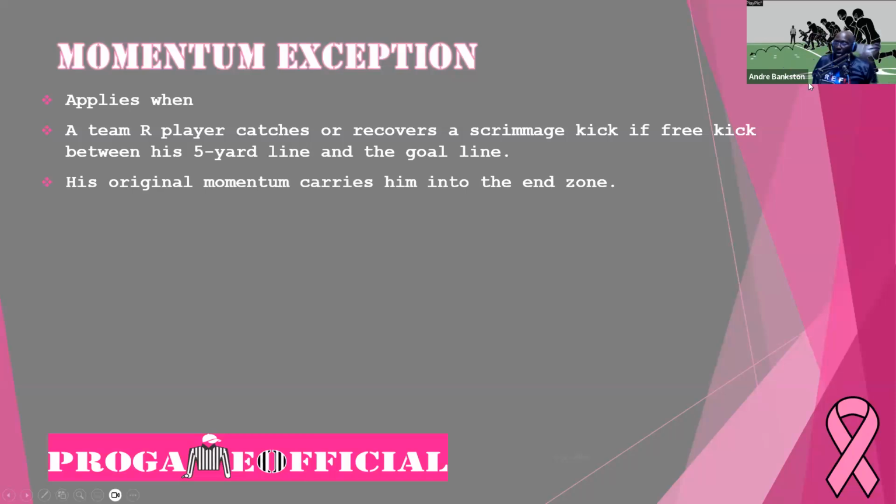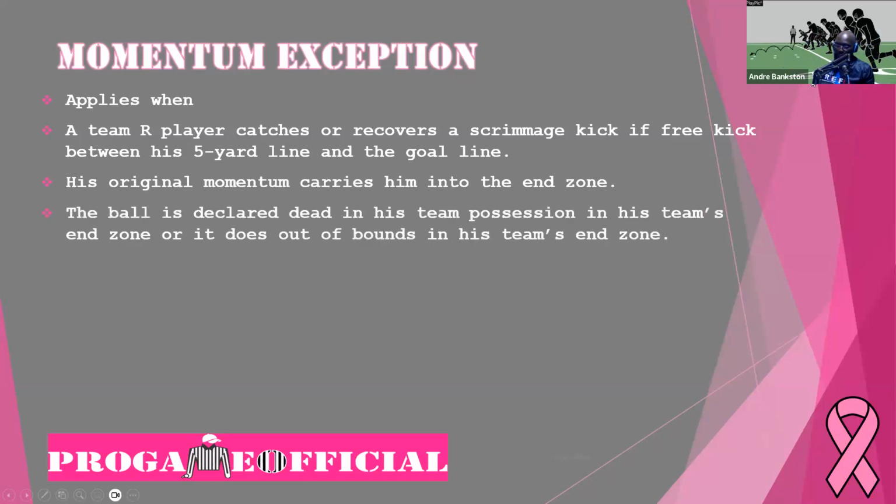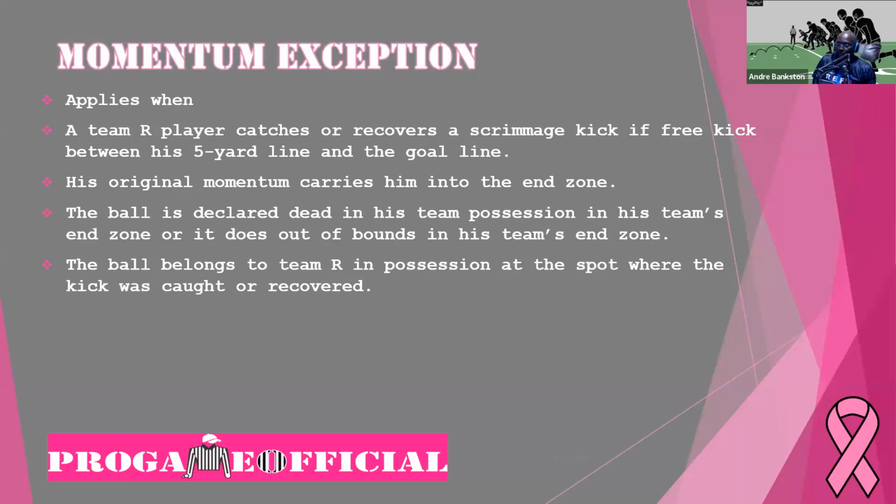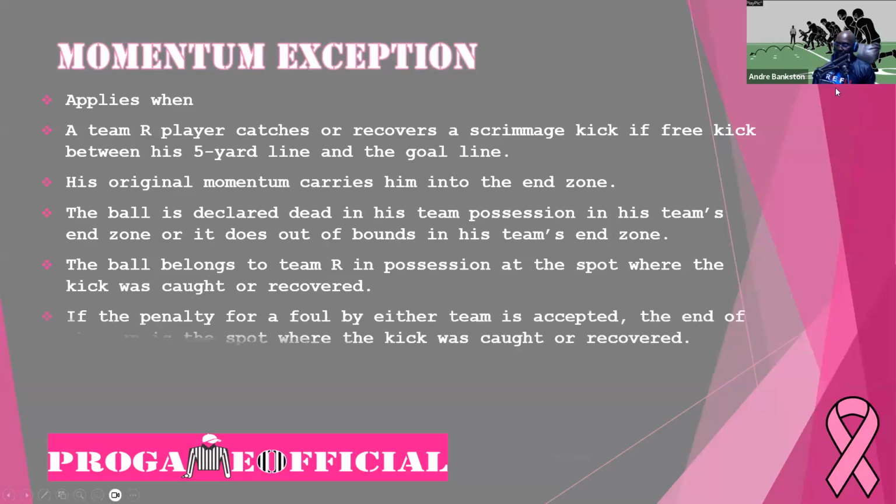It'll go back to the yard line where it was recovered. The ball is declared dead in team possession. Again, this will bring the momentum exception. The ball belongs to R at the spot the kick was recovered. And again, guess what you drop on a momentum exception recovery? You drop the beanbag on that spot.